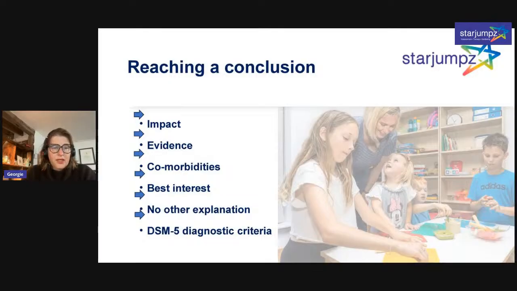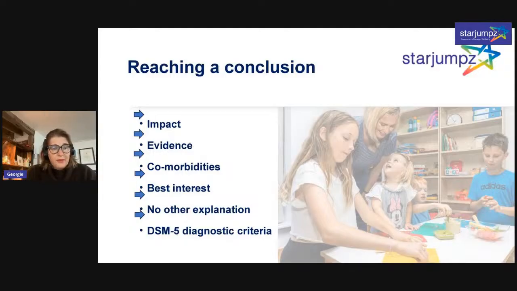So reaching a conclusion, how do we do that? Well, we are basically taking all of the evidence that we've got, all those pieces of the jigsaw puzzle, and we are trying to build a picture of the child's functioning and how all of those things will be interacting and affecting them.